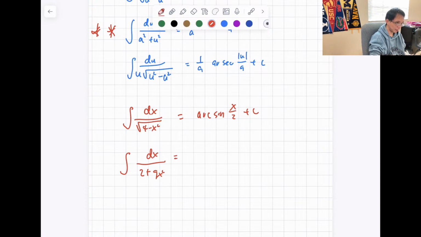So I'm going to show you what I did. a squared equals 4, so a is equal to 2. u squared equals x squared, so u is equal to x, and du equals dx. So it's dx over 2 plus 9x squared. I'm going to say nobody will get this question right. I challenge you.